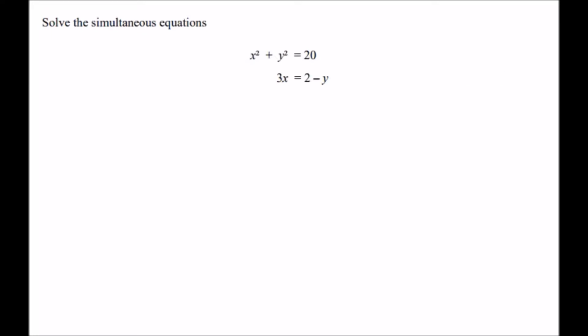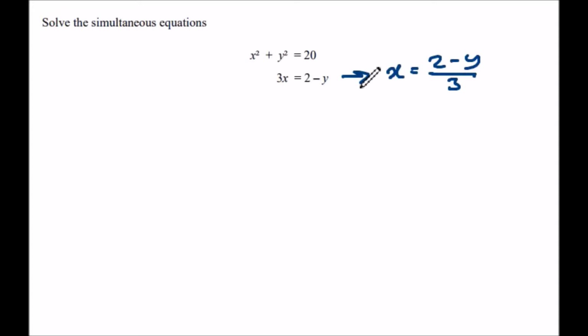Well, first things first, we should make either x or y the subject. Because this second equation is kind of laid out for us, we should just simply divide it by 3 to get x the subject. So this should become x equals 2 minus y all over 3. And that's it. Now the hard thing is to, well, not hard, it's still easy. We need now to plug this into the original equation.